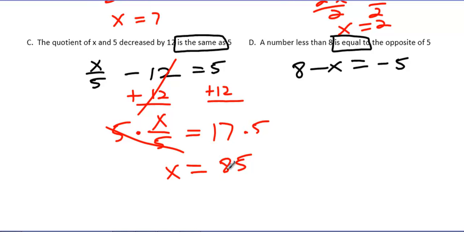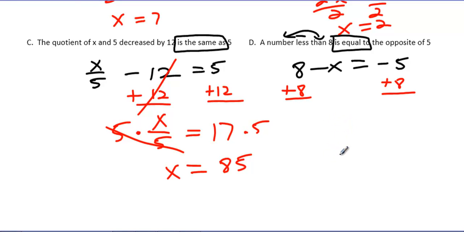Your variable doesn't always have to come first. You have to translate it correctly. So less than is subtraction in opposite order. We have to switch those two pieces. Alright, now we got to be really careful when we solve this. Again, this is the type of problem that people look at and say, oh, I see subtraction, therefore I need to add 8 to both sides.